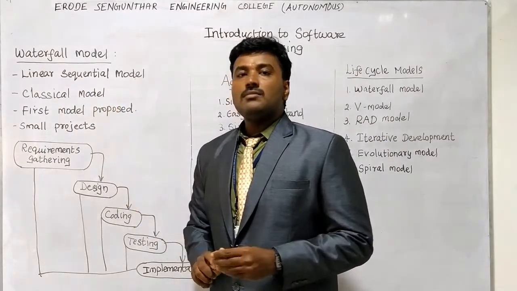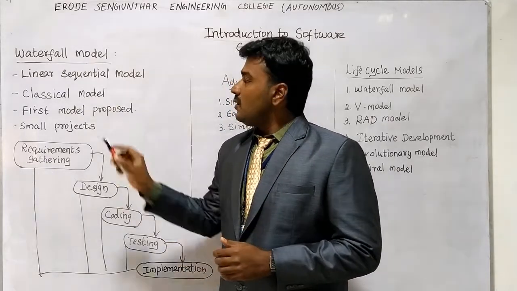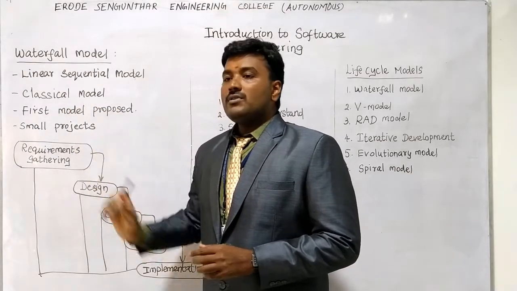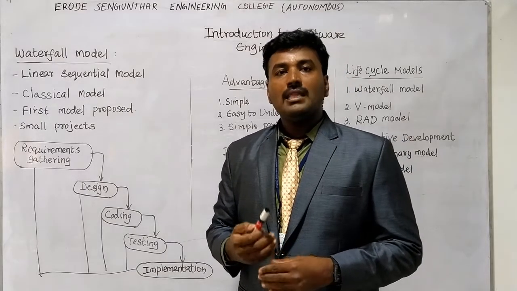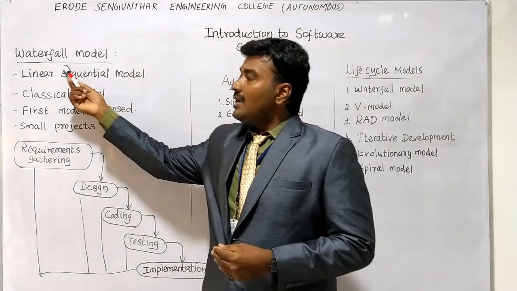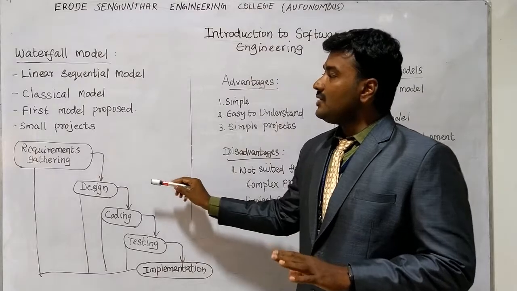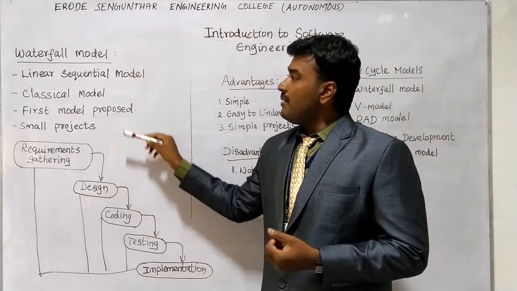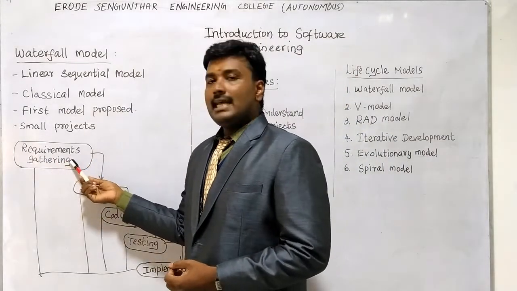It was the first model developed at the early stage, so it is called the classical model. This model was proposed only for small projects. Whenever the project is small or the project cost is very low, we move directly to the waterfall model. Here is the diagram which clearly shows the aspects involved in developing a project by means of the waterfall model. The first step is requirement gathering.